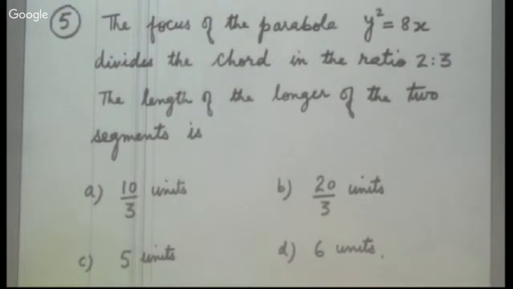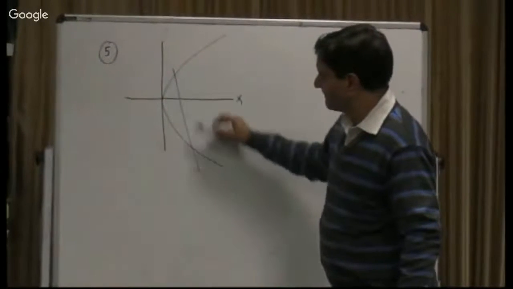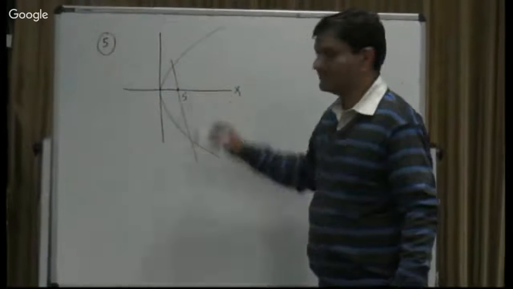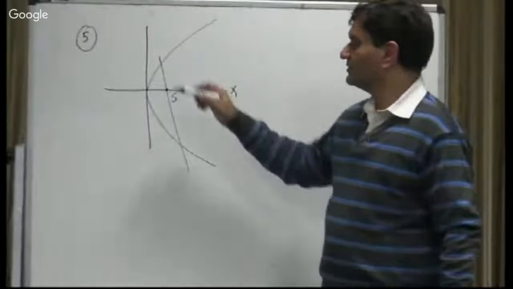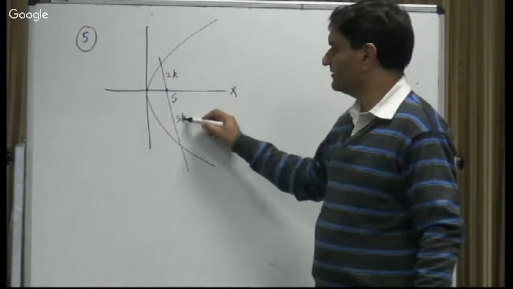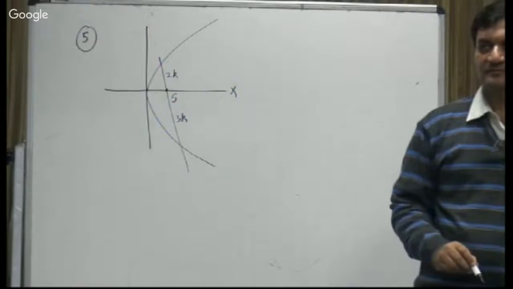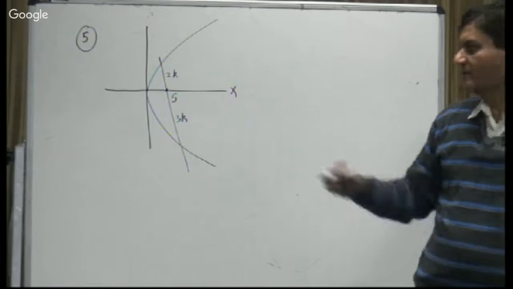Question 5th. y square equal to 8x. The shape will be symmetrical about the x-axis, since y has an even power. This is S. The ratio is 2:3, so let us say this is 2k and this is 3k. The ratio means it's not equal to 2 and 3, but 2k and 3k.